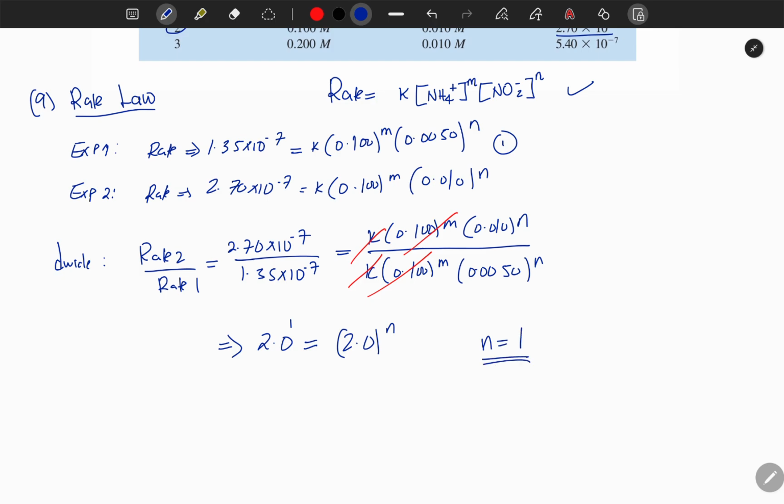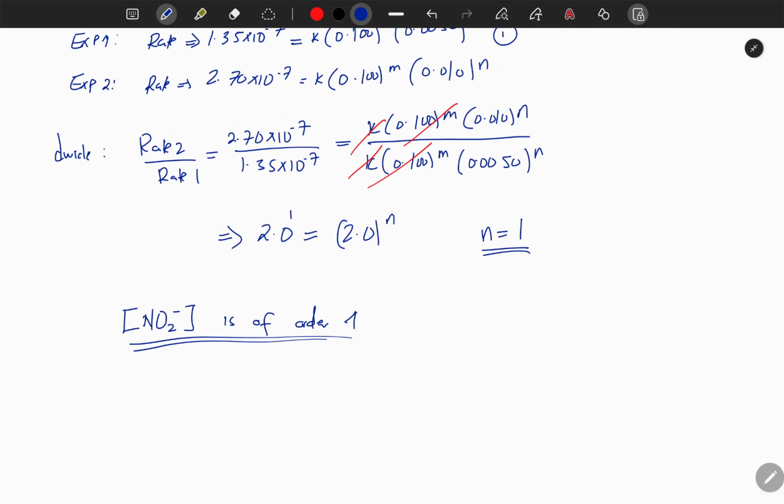What does this value tell us? The value of n is 1, but what does this tell us? Remember that n is the power to which this reactant's concentration is raised. It means this is just the order in which this reactant is reacting. So we can conclude and say this is of order 1.